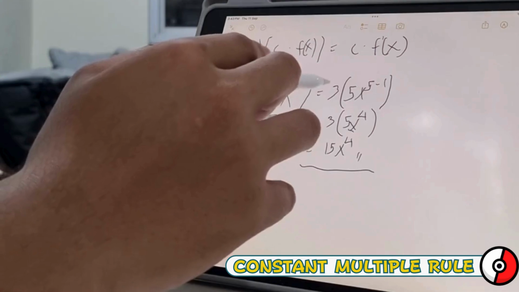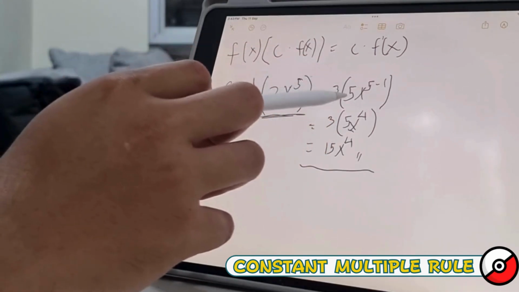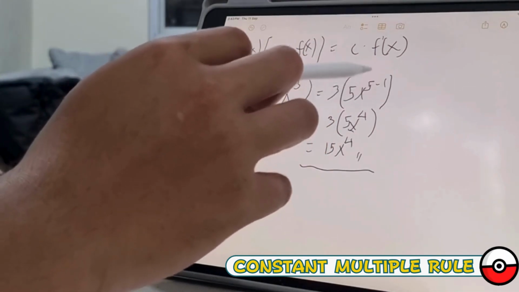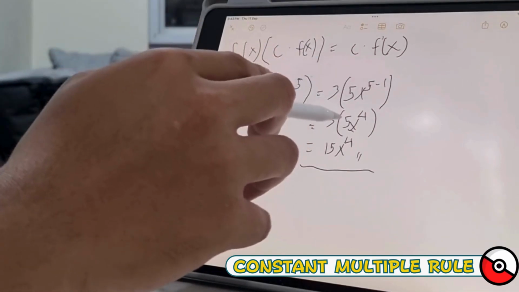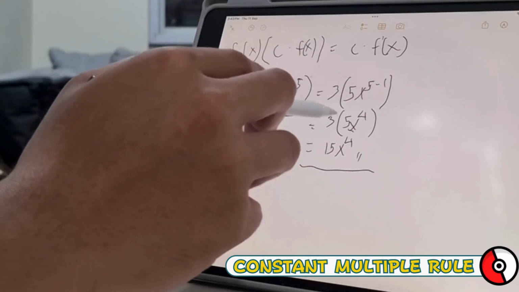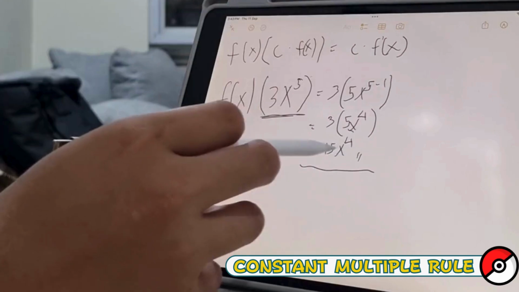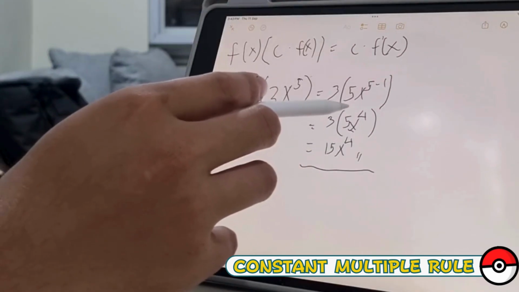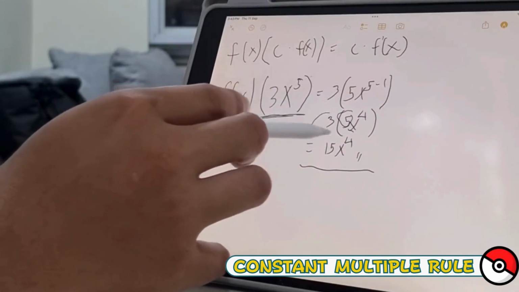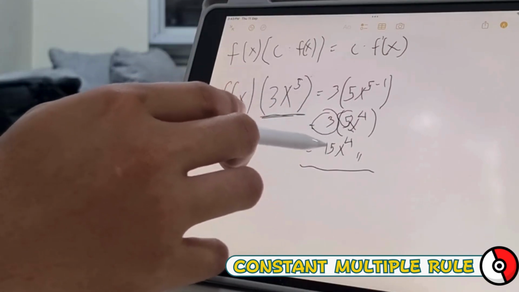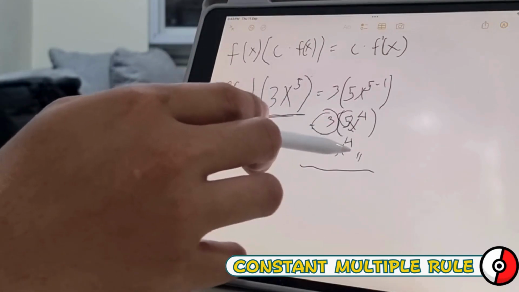So we're going to take the constant here. Then 5x raised to the power of 5 minus 1. Then we're going to rewrite this here: 3 times 5x raised to the power of 4. And we have our final answer here. We're going to multiply this 5 in here, so we have 15x raised to the power of 4.